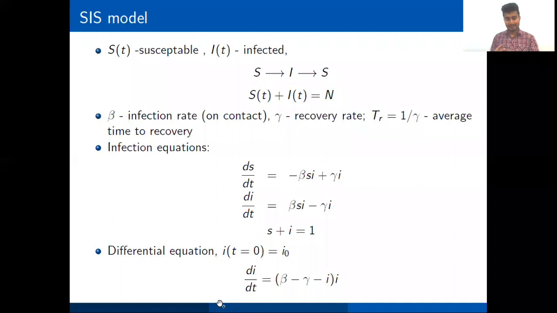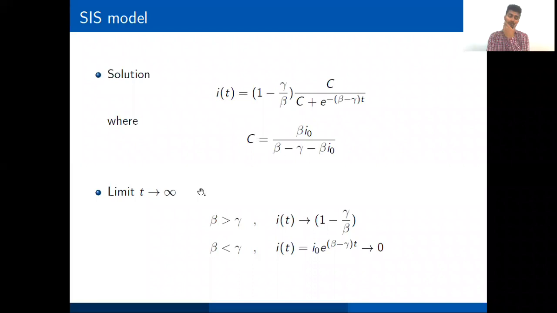Now, for the initial condition, we can find the initial value I zero, and we get an equation like that. Notice beta minus gamma. This term is constant. So the solution, performing some sort of differential equation, once you learn differential equations, you'll be able to solve it. The solution that we get out of that is this. It has an analytic solution. So C over here means this.